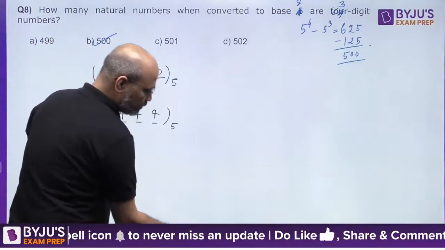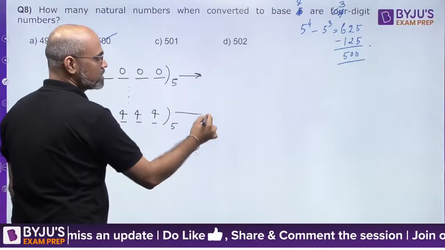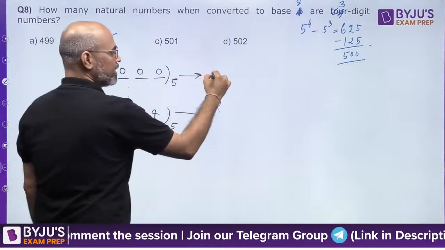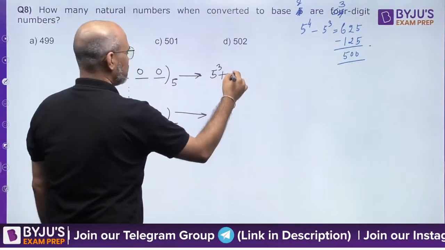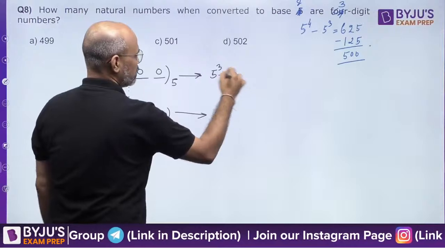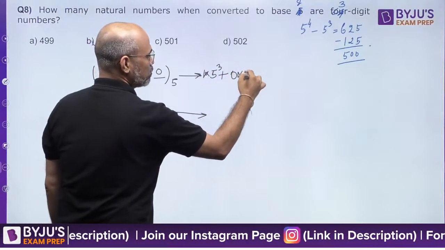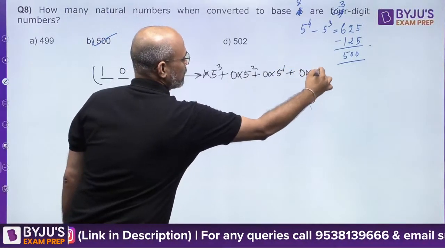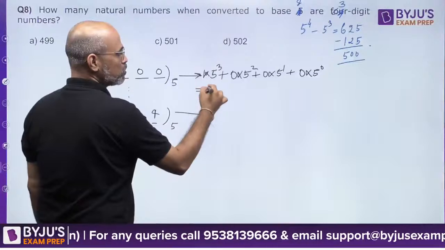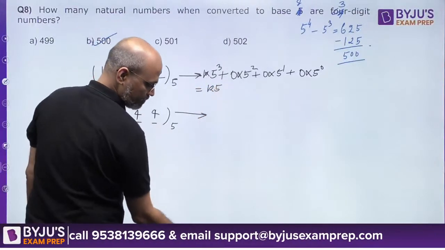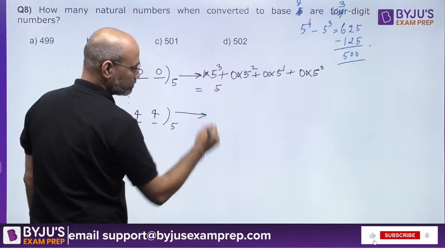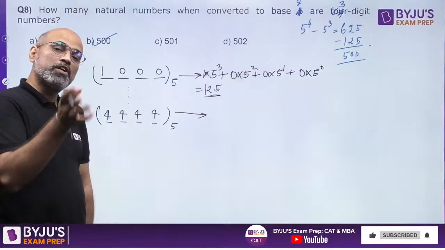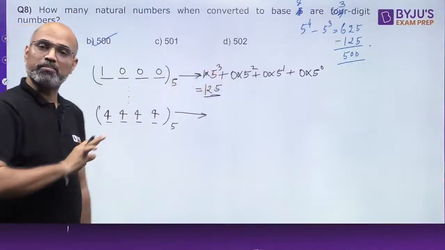Now, how do you convert from a different base to decimal? This is the 4th position, right? So 5 to the power 3 plus 0. So 1 into 5 to the power 3 plus 0 into 5 square plus 0 into 5 to the power 1 plus 0 into 5 to the power 0, which is going to give you 125. Okay, so 125 is the smallest number which, when you convert it into base 5, will be a 4-digit number.